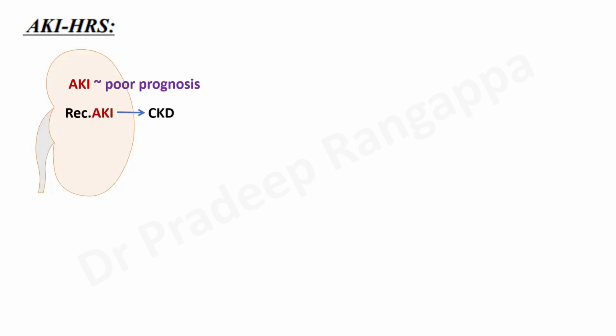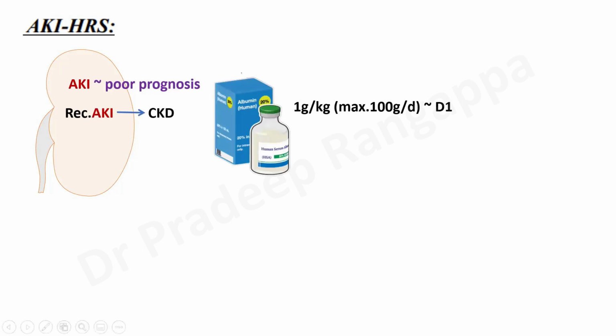The second established cause is acute kidney injury and hepatorenal syndrome. As we know, liver cirrhosis itself carries a lot of morbidity, because the liver is an important organ which purifies the blood of a lot of toxins. Along with it, if there is an acute kidney injury, it carries a much poorer prognosis. Recurrent AKI tends to happen in chronic liver disease, which can lead to chronic kidney disease. In this, the usage of albumin at 1 gram per kg, maximum of 100 grams per day on day 1, followed by 20 to 40 grams per day, has been shown to reduce the occurrence of AKI.